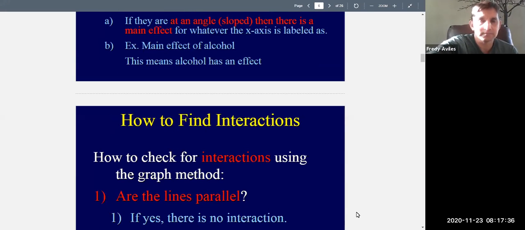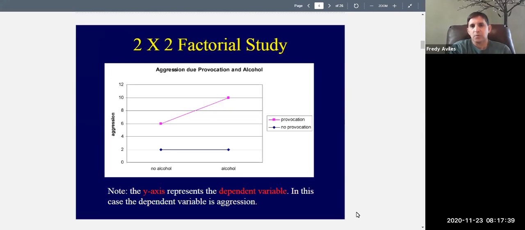So if you want to find an interaction using the graph method, we look at the graph over here. And you've got to ask yourself the question, are the lines parallel? What that means is, do they have the same slope? If they're parallel, that means they have the same angle. And you can see that these do not. The pink line that indicates provocation is sloping upward. The other one is horizontal. They do not have the same angle. That means that one of them is changing differently than the other. That means there's an interaction, or potentially an interaction, depending on whether that difference is large enough. One is sloped, the other one is not.